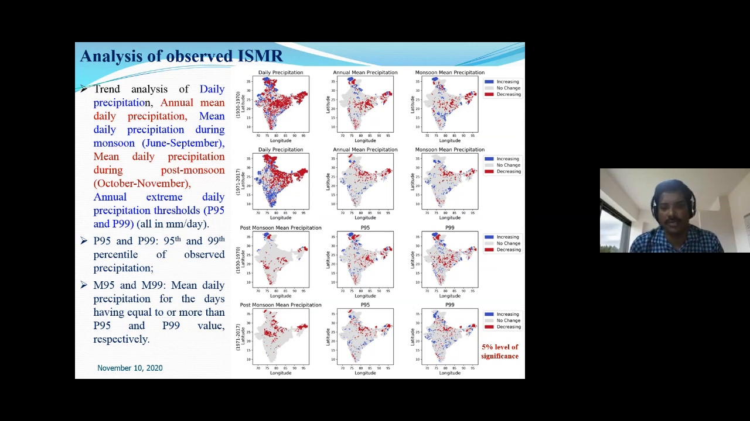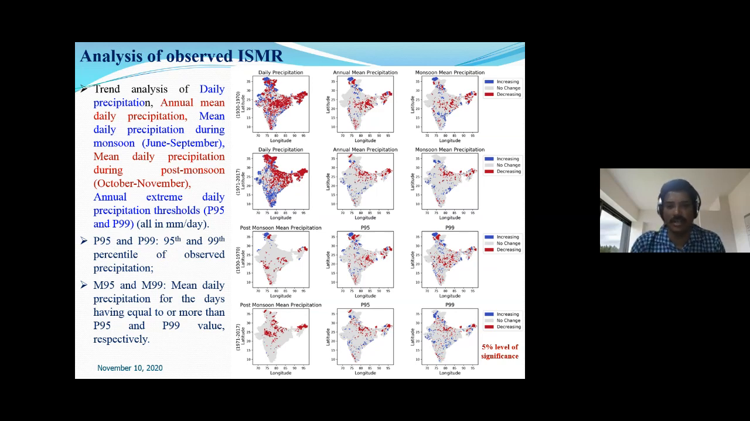So there are some statistical tests you can use to check whether a trend is significant or not. It is called the significance test. Accordingly, there are three categories shown in these plots. One is increasing, which means it is significantly increasing. Decreasing means it is significantly decreasing. And where there is no change, it is insignificant. Those are in white color.